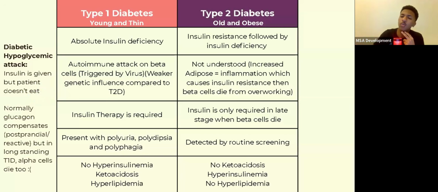Now, normally glucagon would compensate, but in individuals with long-standing type 1 diabetes, the alpha cells which produce glucagon are also dead. So you don't have glucagon, you don't have insulin. With so much insulin just not being opposed, you're going to have severe hypoglycemia and it's a medical emergency, okay?